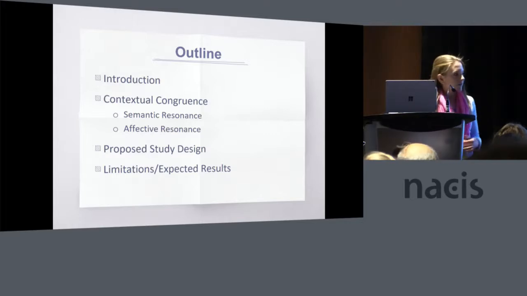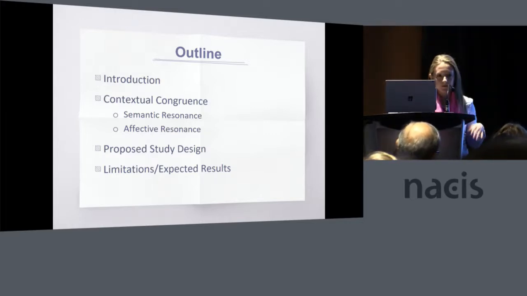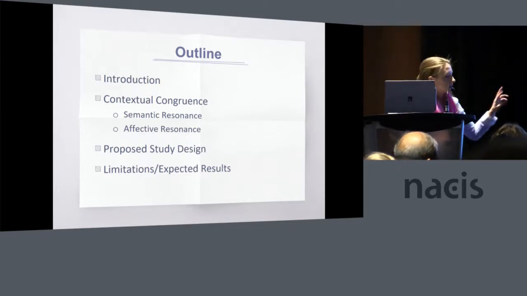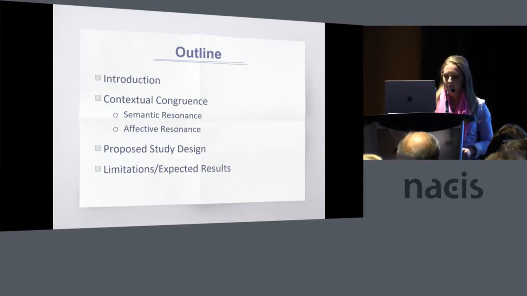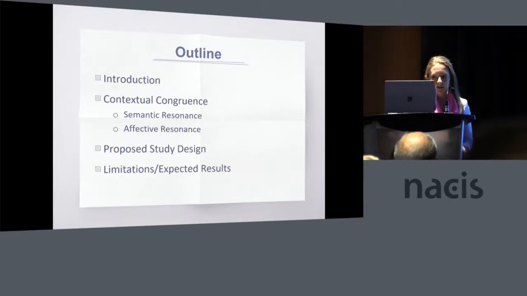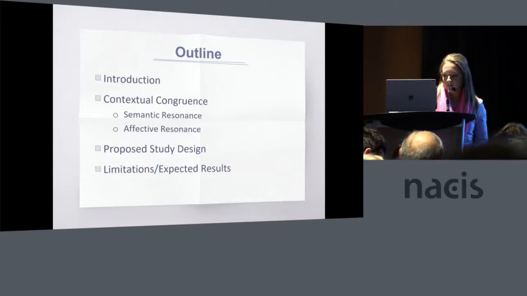So today I'm going to start with a brief introduction and explain the term contextual congruence, which is the main topic around which this talk is built. And I will explain the two different types of contextual congruence, semantic resonance and affective resonance. And I'll then provide a brief summary of my plan to test these ideas this coming winter and some expected limitations and results.